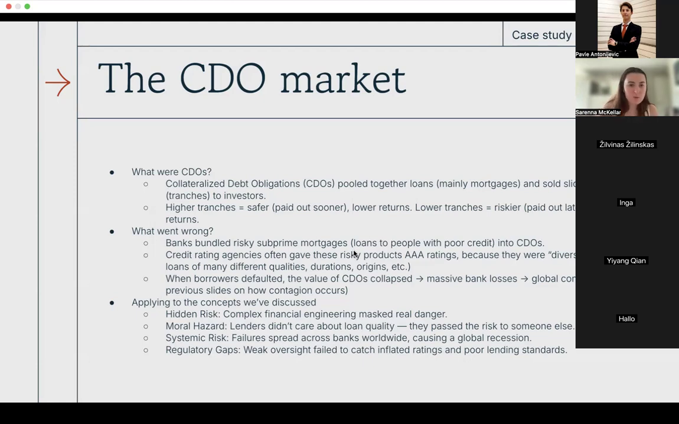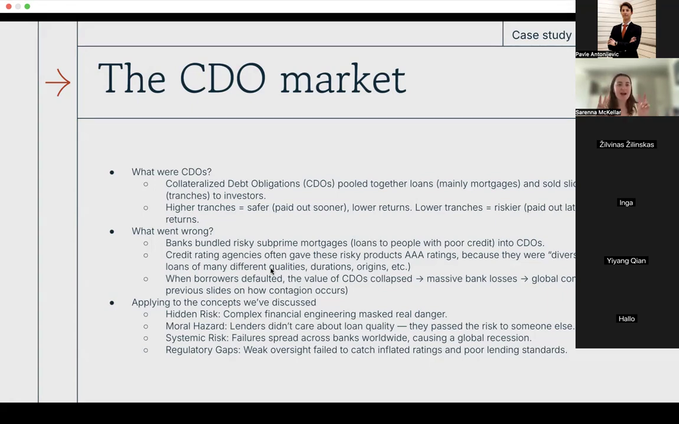But what went wrong with CDOs? Banks bundled risky subprime mortgages, which were loans to people with poor credit, into CDOs. And then credit rating agencies gave these AAA ratings because they were diversified. So they had many, many different loan types. They had sometimes commercial, residential. It might be a 5-year mortgage, a 10-year mortgage, a 30-year mortgage. They came from different places, different qualities of lenders.